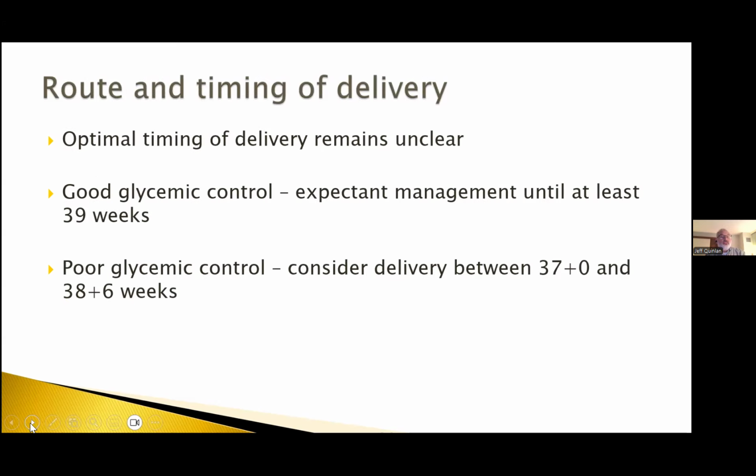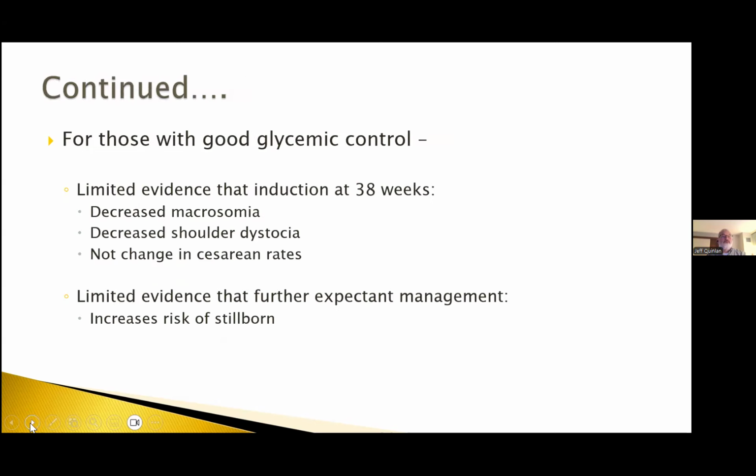As far as delivery is concerned, optimal delivery timing is unclear. In patients who have good glycemic control, we can do expectant management to at least 39 weeks. For patients with poor glycemic control, depending upon how severe that is, consider delivery somewhere between 37 weeks and 38 plus 6 weeks.